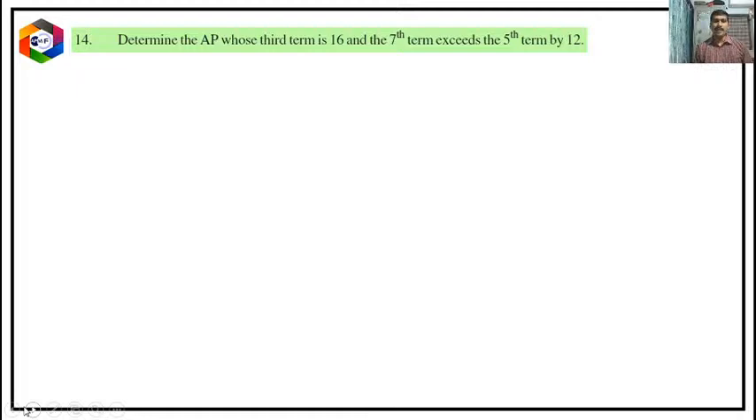And for this, the third term is 16. Third term is 16. It is very clear.